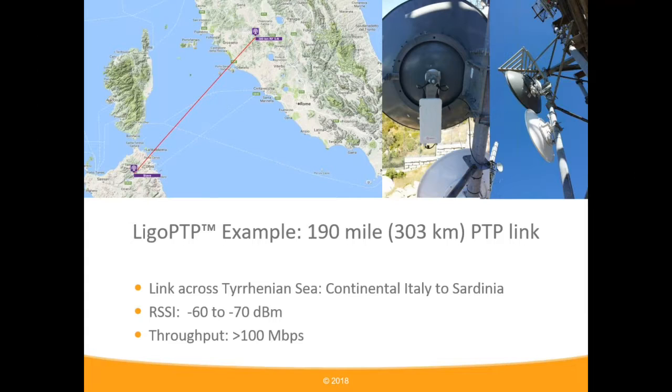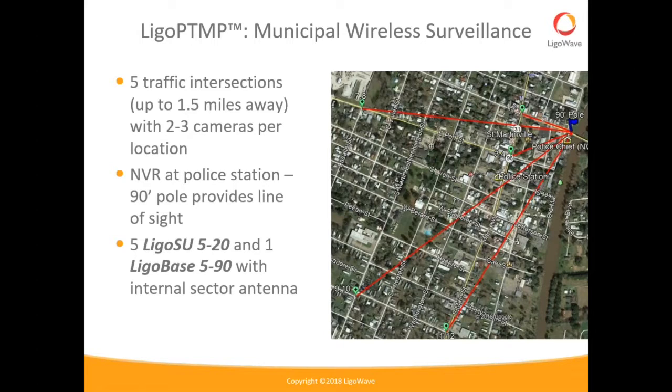To give you a somewhat extreme example, this was an application that we did about a year ago. It was a 190 mile or 300 kilometer point-to-point link from Rome to Sardinia. And you can see we have like a 4-foot external dish antenna on here. And we could still get throughputs of over 100 megabits per second and got decent RSSIs in the negative 60 to negative 70 dBm range. So, even for very, very long distances, you can use this type of equipment.